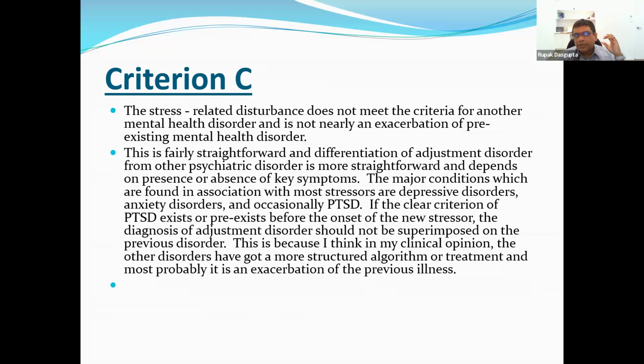But one of the things I've seen is that the patient has a pre-morbid diagnosis of PTSD, and the diagnosis has been made as adjustment disorder currently because of some work-related stress, superimposed on PTSD. That's an erroneous diagnosis. You cannot have it. So this is fairly straightforward, and the differential of adjustment disorder from other psychiatric disorders is more straightforward because the others have clear criteria. Adjustment disorder is a bit vague, a bit foggy.